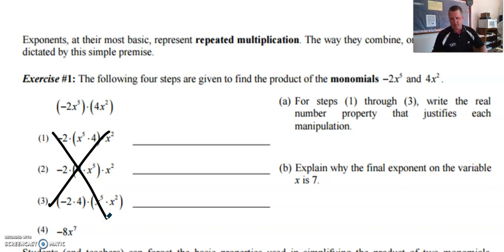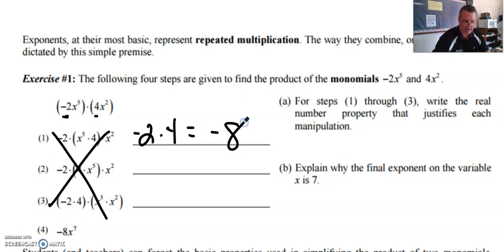So when you have a monomial times a monomial, or you're distributing and you have a monomial times a binomial, it doesn't matter. What we want to do is group the like terms. So what I mean by that is the -2 and the 4. So we have -2 times 4, okay, because we're multiplying. That's the part of the term that's the same. So that gives us a -8. Then you group the variables. So we have x to the 5th times x squared.